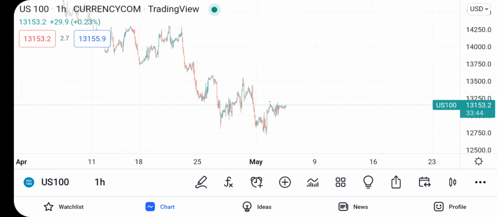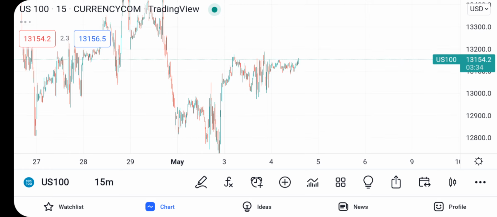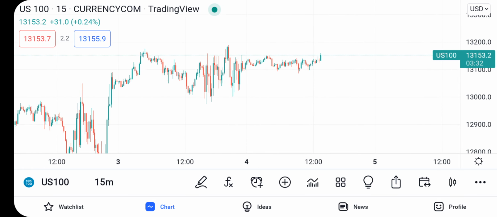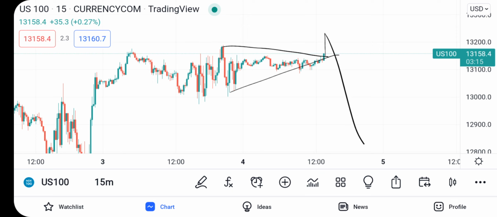So now we are here. I think it will push to the downside, okay? So let me just go to the 15 minutes time frame now. On the 15 minutes time frame, this is what I'm seeing. The market will push to the upside just to convince a lot of traders, but again, it will go to the downside. Maybe it can go up and hit the double top there and shoot to the downside.